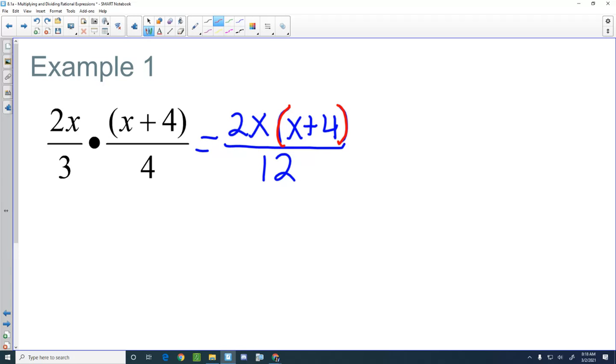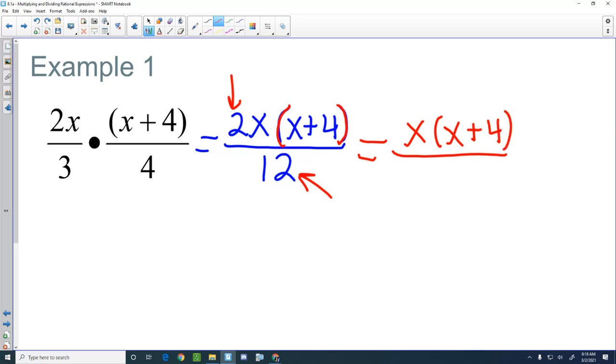But the 2 and the 12, those are just individual factors by themselves. I can simplify those. What can I divide 2 and 12 by? Well, we divide them both by 2. In the numerator, if I took 2 and I divided it by 2, I get 1. So it kind of goes away. We would just have the x up there and the x plus 4. In the denominator, we have 12, but I'm dividing that by 2, and I get a 6.